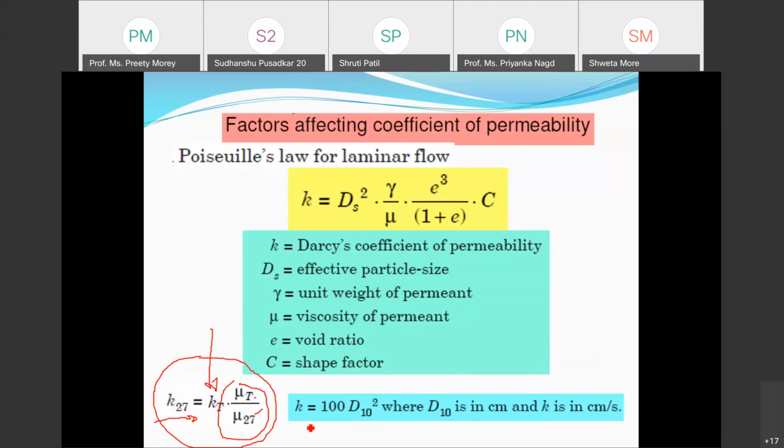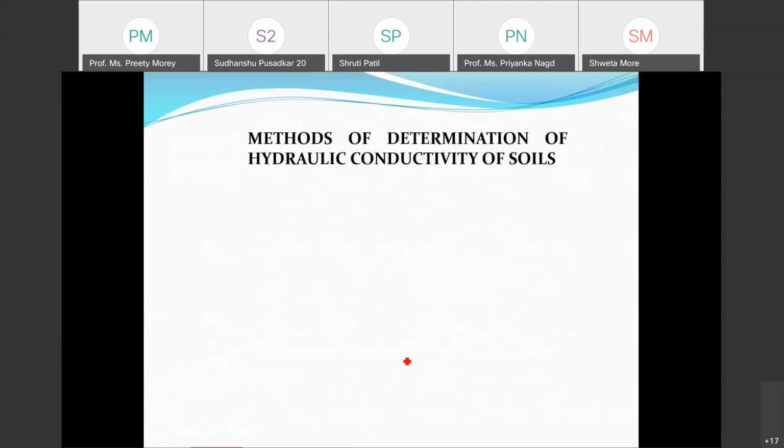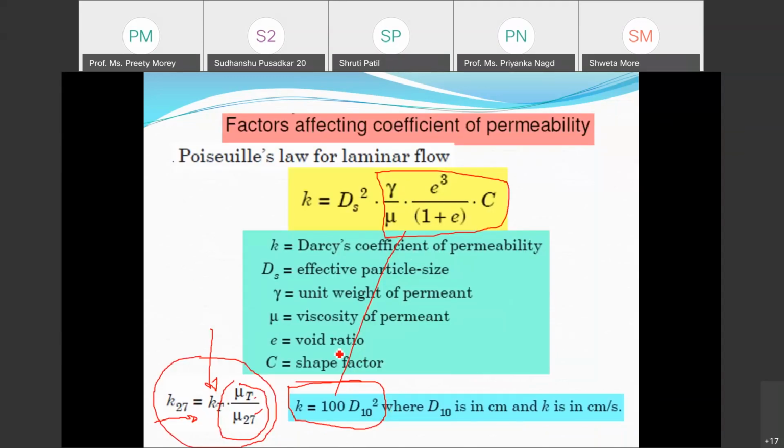This is one equation which has been simply given: K is equal to 100 into D10 square. What does it mean? If I make this entire term one constant, represented by 100, this equation is used for silt, and D is represented by D10 square. I had already defined D10 for you. So if you know D10, this is the approximate or indirect method of identifying the coefficient of permeability.